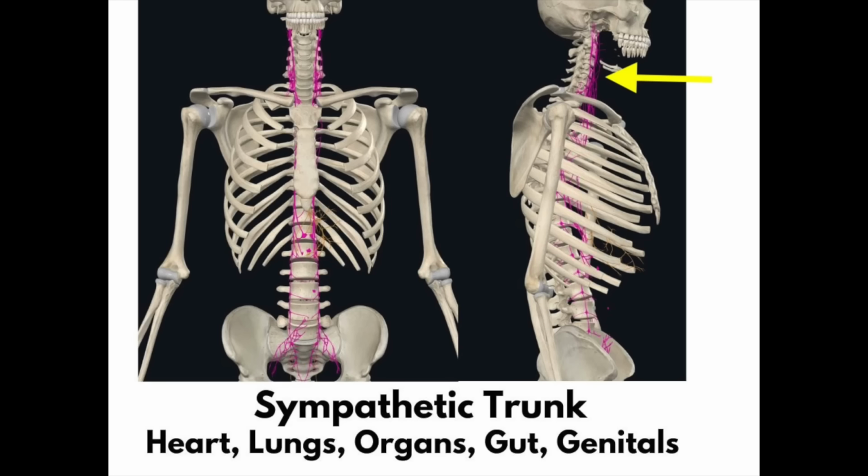Now this sympathetic trunk, you can see it all in the front of your spine, and you can see how it really starts all the way up here and starts to drop all the way down. That's the sympathetic chain. It also is regulating heart, lungs, organs, gut, genitals. So your sexual function as a male or female will be greatly impacted by the sympathetic trunk.